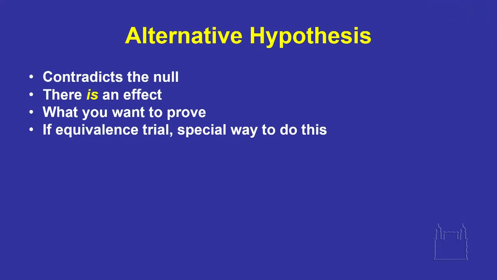The alternative hypothesis contradicts the null. This is easy because it is typically what the investigator wants to happen. It is very easy in many ways to write the alternative. There is an effect. It is what you want to prove. But again, for those equivalence and non-inferiority studies, you have to actually do that in a special way. So the examples I'm going to give us are all superiority studies. And then if you want to learn more about non-inferiority studies, you should take additional classes or read additional articles.